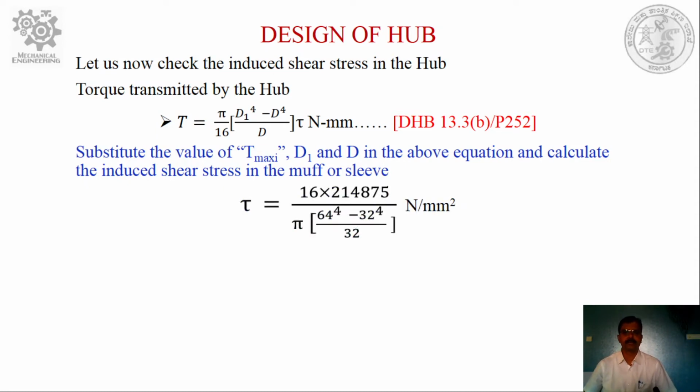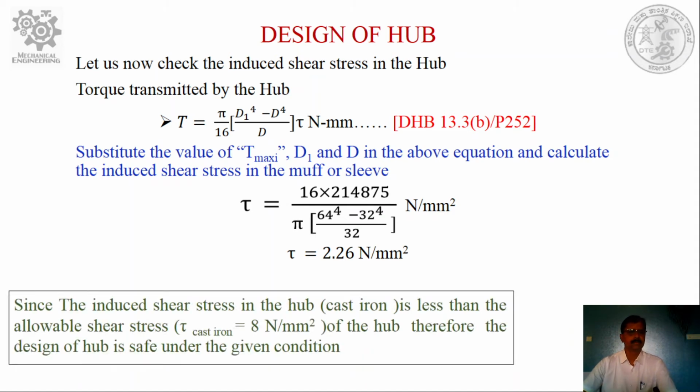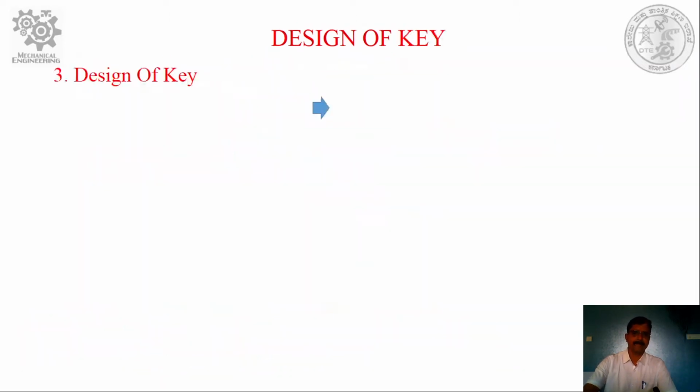Tau is equal to 2.26, that is the induced shear stress in the hub area. Since the induced shear stress in the cast iron hub is less than the allowable shear stress, tau 8 Newton per millimeter square, therefore the design of the hub is safe under the given condition.